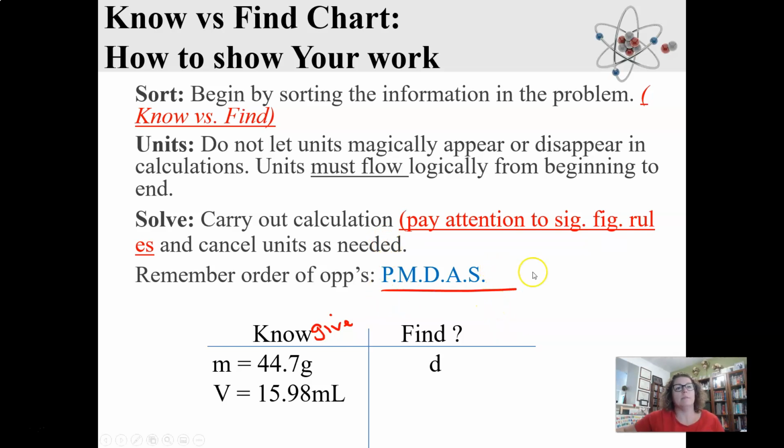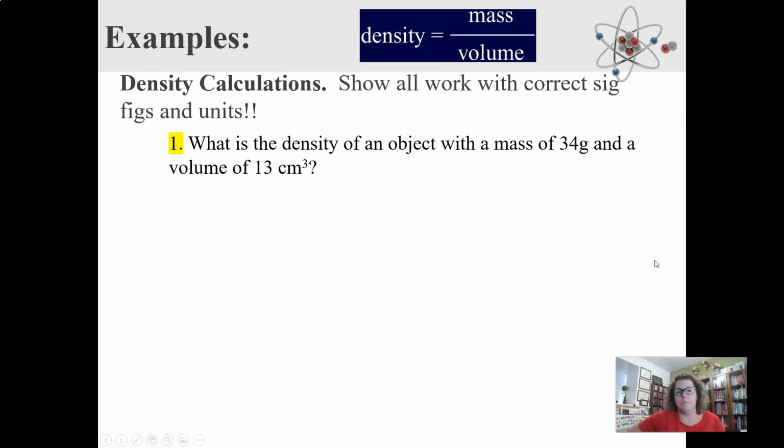Okay. So I have several examples of density, and we'll go through each one. And if you want to stop the video and then I'll solve it, you can check your answer. Okay. So show all work with correct sig figs and units. What is the density of an object with a mass of 34 grams and a volume of 13 centimeters cubed?